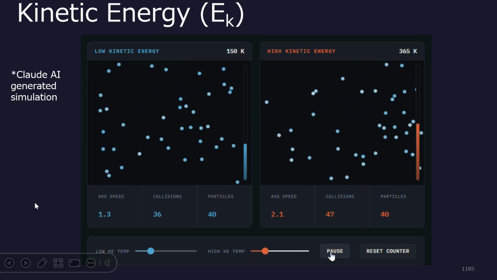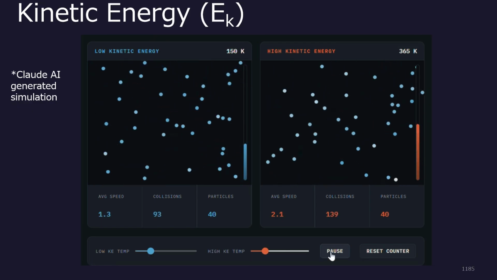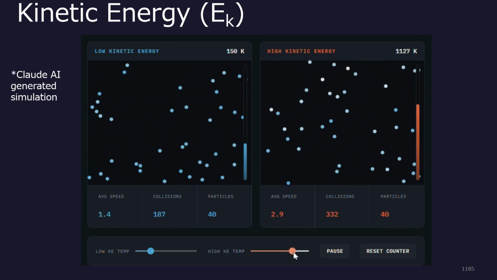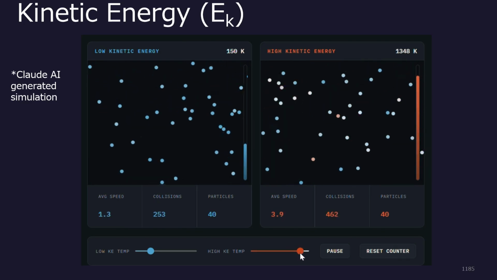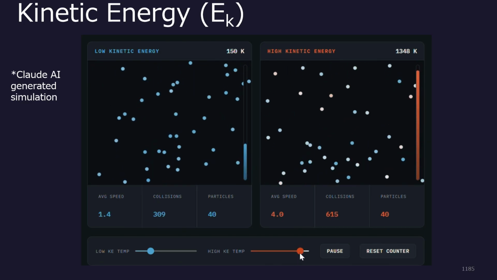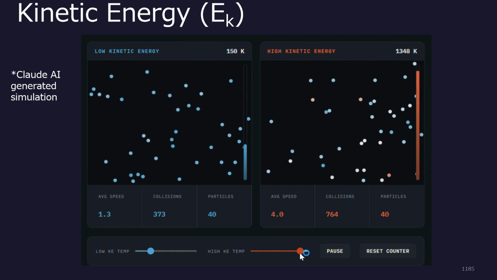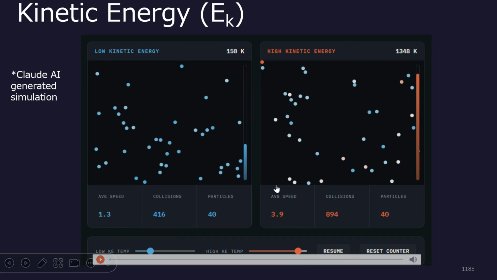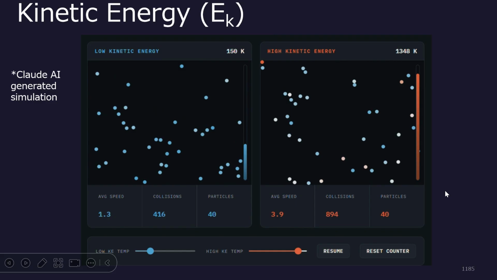I will just show that again quickly. So when there's higher kinetic energy, higher average speed on the right, the collision counter goes up more. We can bring that up to the max to really push it and show the number of collisions increasing. Okay, so higher temperature, absolute temperature, and higher kinetic energy will lead to many more collisions. This is a 2D model, but very similar things will happen in 3D.